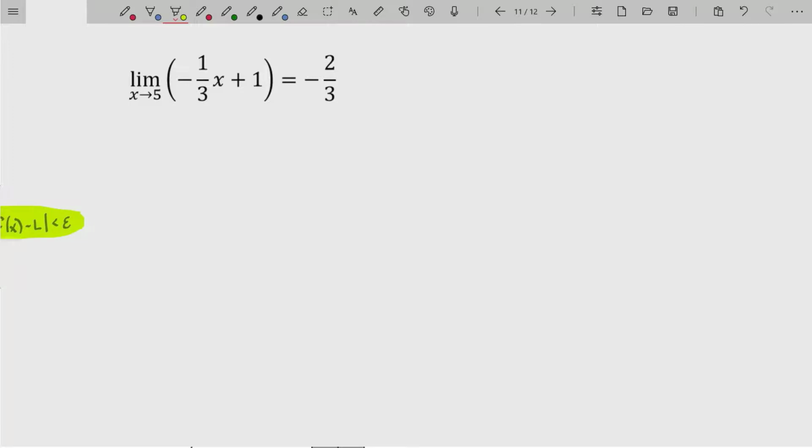And by the way, you should always look at the limit you're handed and make sure it's realistic. You can do a direct substitution here just to check. If you plug 5 in for x, you get -5/3. If you add 1 to that, that's -5/3 plus 3/3, which is -2/3. So this makes sense. Before I even prove it, I just want to make sure that it's true.